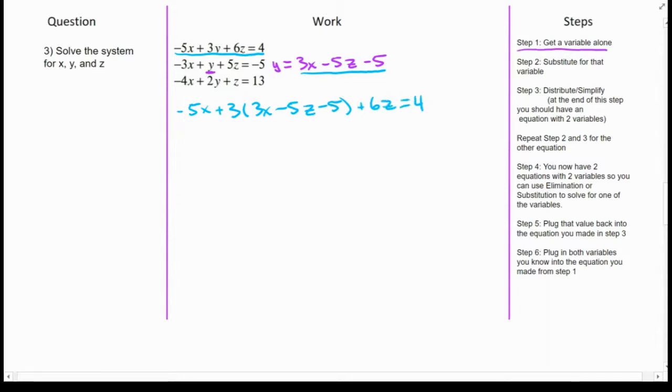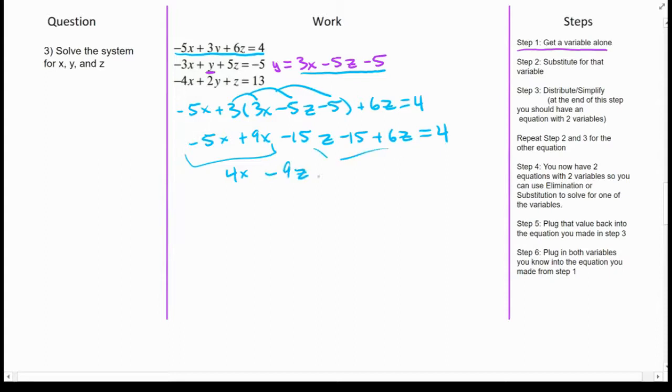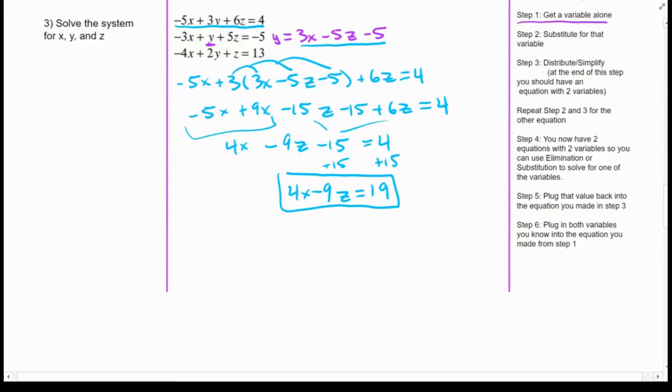So I literally just substituted the y value out and I plugged in the full equation. Now I need to distribute and simplify, which should look like this here. Once I combine like terms and simplify, I like to get my variables on one side and my constant on the other. And it'll help us out later, I think.